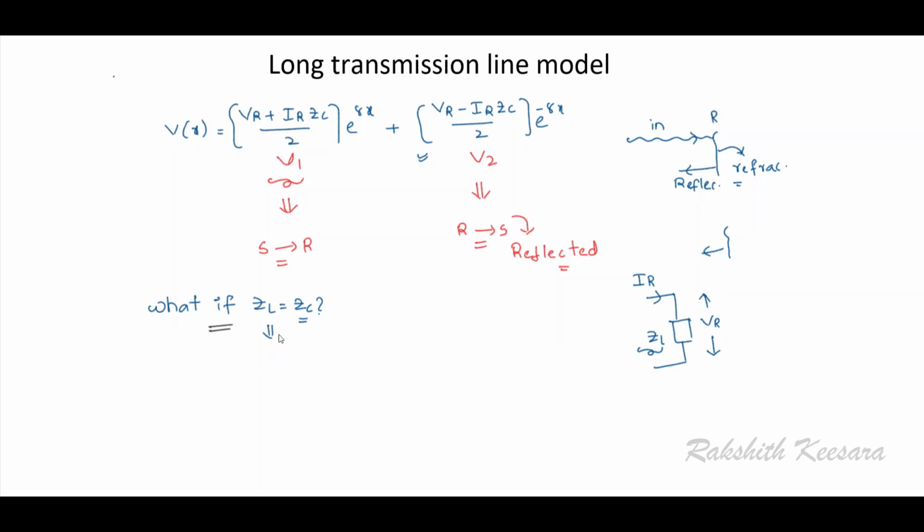So in this case, if this is ZC, what will be VR? IR into ZC, right? If VR is equal to IR into ZC, what will be our second term? These two will cancel each other, and the term V2 becomes 0. So what does V2 indicate? It indicates the reflected wave. So I can tell that there is no reflection here.